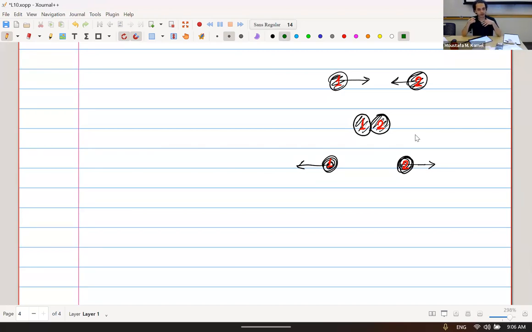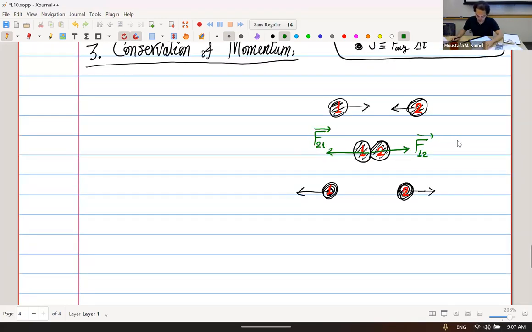Once these two objects are in contact, they are exerting forces on each other. So object 1 exerts a force on object 2, let's call it F12. And object 2 exerts a force on object 1, F21. And from Newton's third law, these two forces are opposite in direction, equal in magnitude, and most importantly, acting on different objects, not on the same object. So the force from object 2 is acting on 1, and from 1 is acting on 2. This is during the collision, so this is during the amount of time delta t.